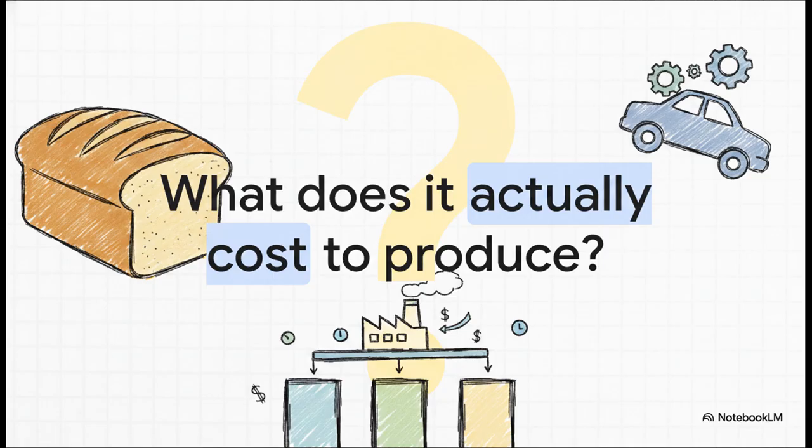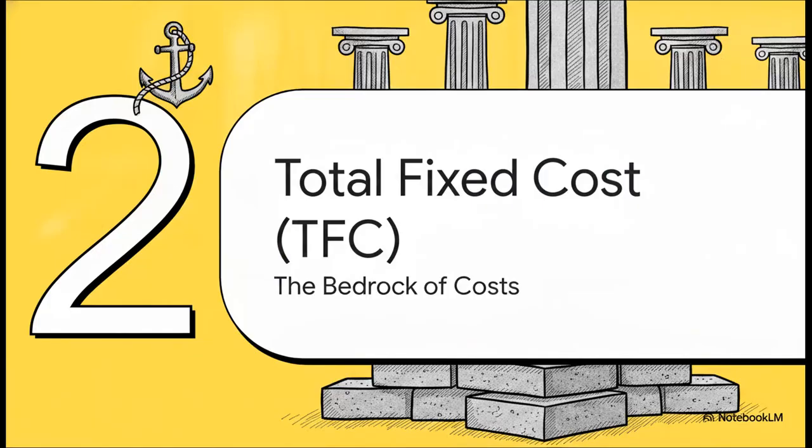Look, whether you're baking a single loaf of bread or rolling a million cars off an assembly line, you're facing a mountain of financial obligations. Today, we're going to categorize all those obligations into three very distinct pillars. Okay, let's move right into pillar number one, total fixed cost, or TFC.